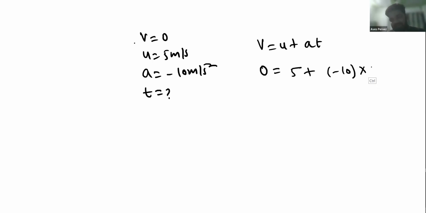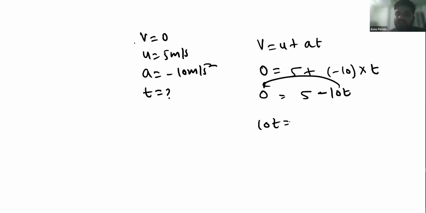So you need to write it as t. What you will do, you will get 0 equals 5 minus 10t. Then t goes to this side, you will get 10t is equal to 5. Then t is equal to 5 by 10, you will get 0.5 seconds. Got it? Got it, Romaisa? Avni, you got it? Okay.